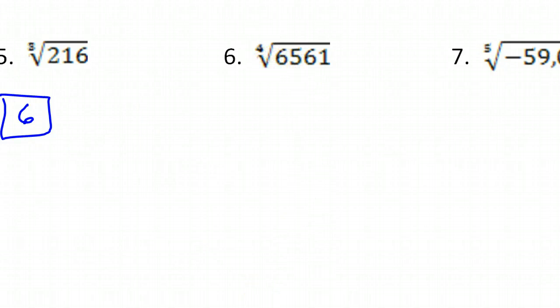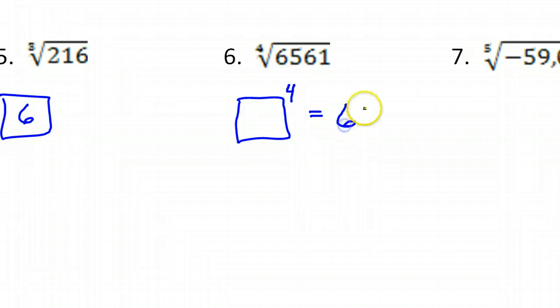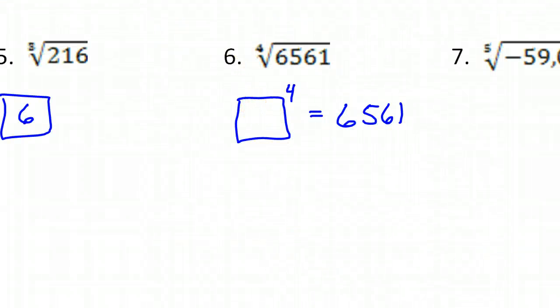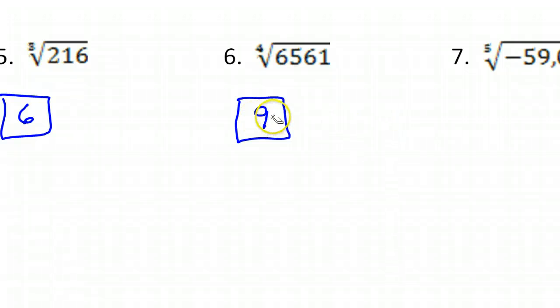Now number 6, fourth root. Again, this is answering the question, what to the fourth power is equal to 6,561? Let's check it out. Fourth power, 6,561, that's 9. 9 to the fourth power is 6,561. That means that the fourth root of 6,561 is 9.